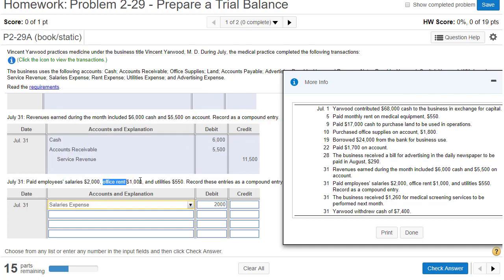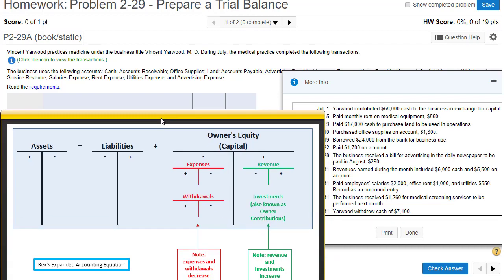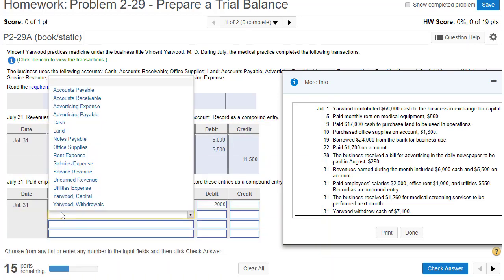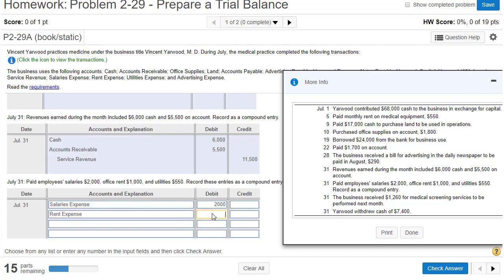And then we've got office rent. So that's $1,000. And that is another expense too. So we have more rent expense. So that's increasing with a debit. We got rent expense, 1,000.